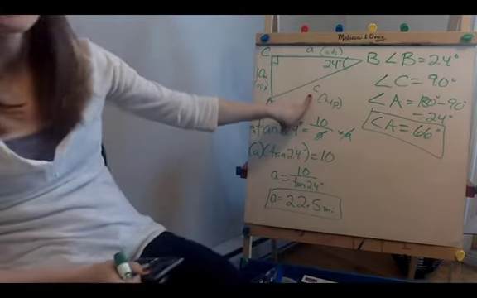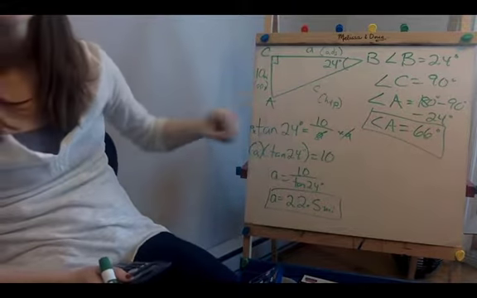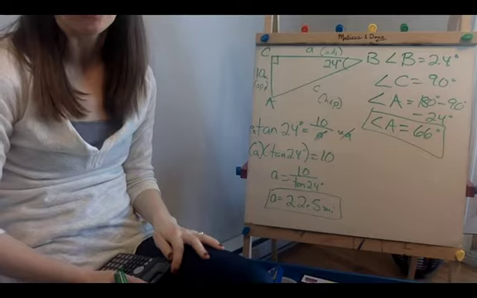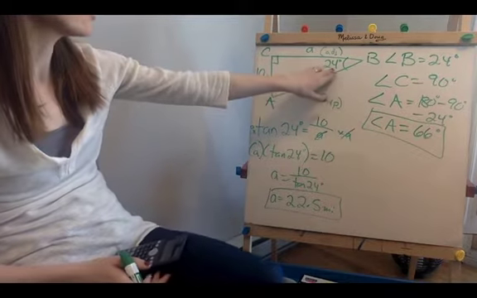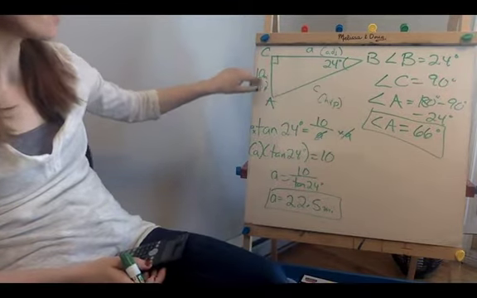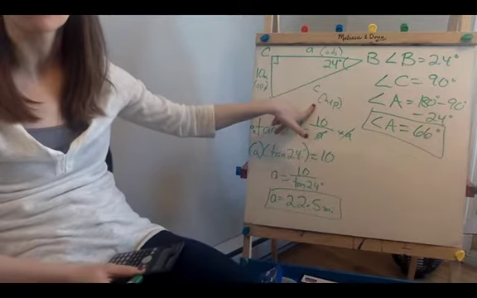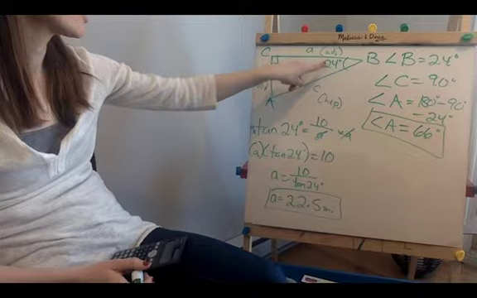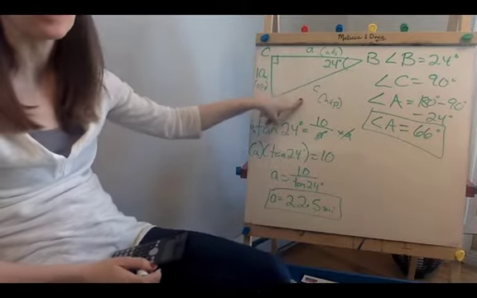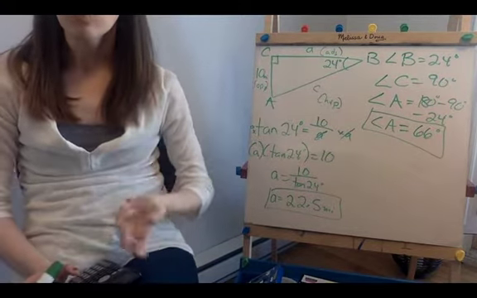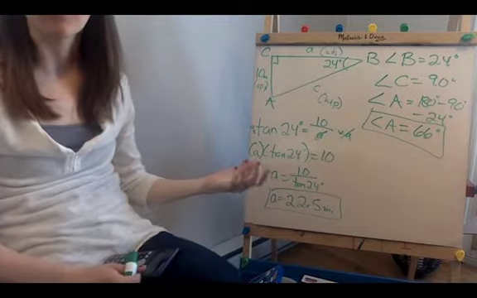And now I go to find side length C. Again, I could use a trig ratio here. I can use that 24 degrees. I have the opposite, and I'm looking for the hypotenuse. Opposite and hypotenuse, that's the trig ratio of sine. I could set up sine of 24 is equal to 10 divided by C and do the same math. Or I can use the Pythagorean Theorem if I'm more comfortable with that.